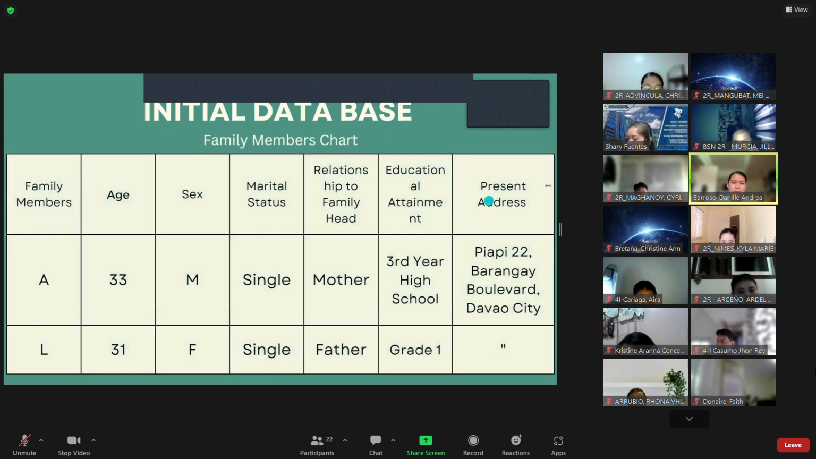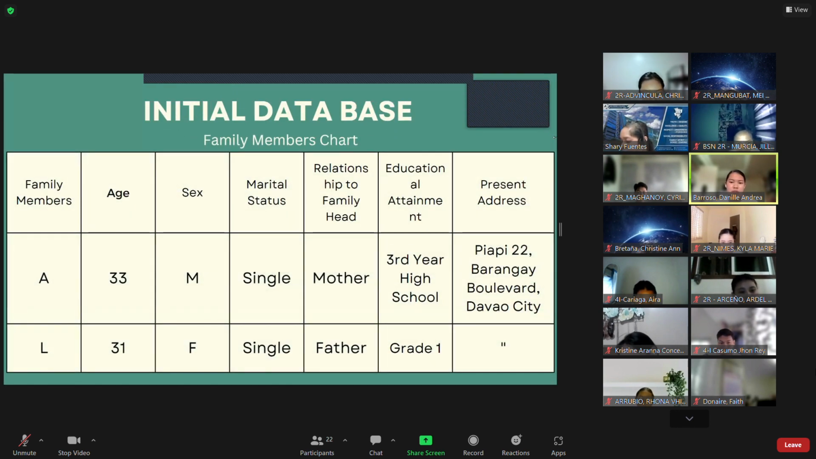Okay, so in the initial database, family X is a patriarchal family with A as the dominant family member. So A here is the father and L is the mother. The couple are live-in partners and have been residing in Piapi Boulevard, Davao City for 6 months. A, the head of the family, is 33 years old, finished grade 1, and is employed as a tricycle driver in the area. L, the wife, is 31 years old, finished 3rd year in high school, and is a full-time housewife. So, next slide, please.